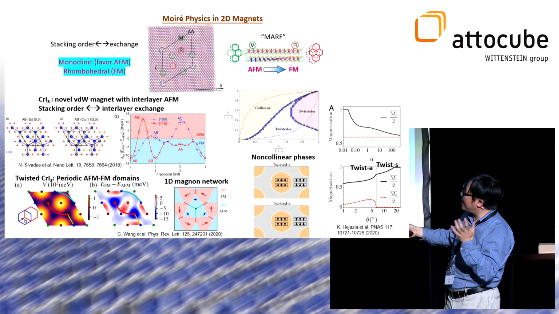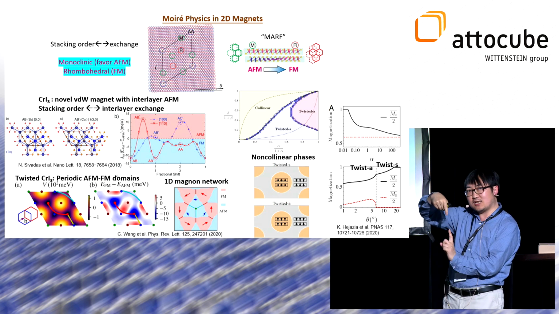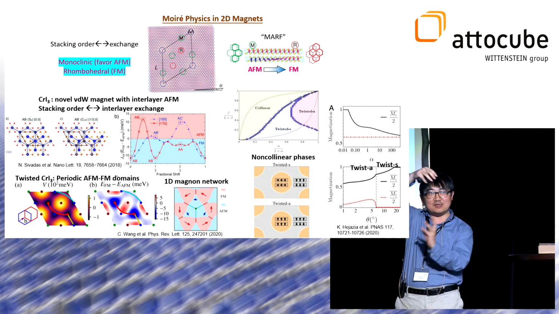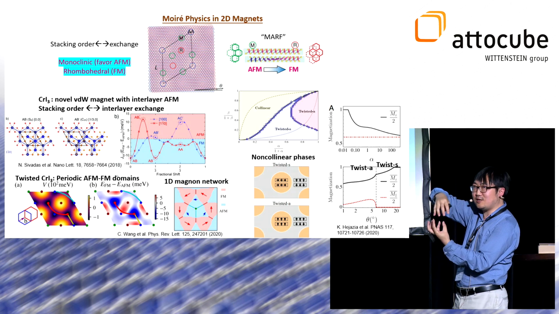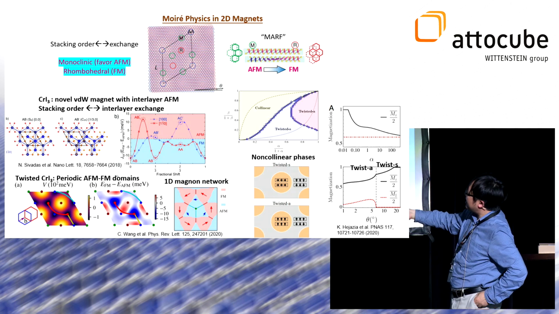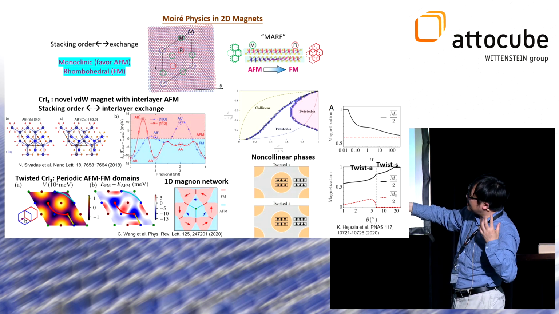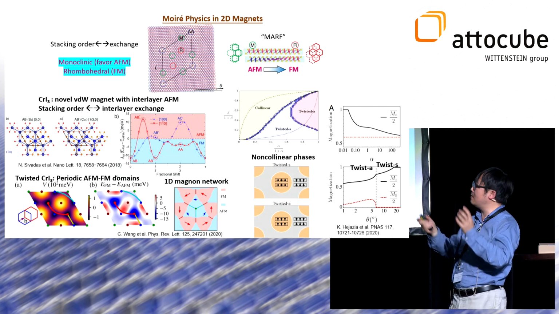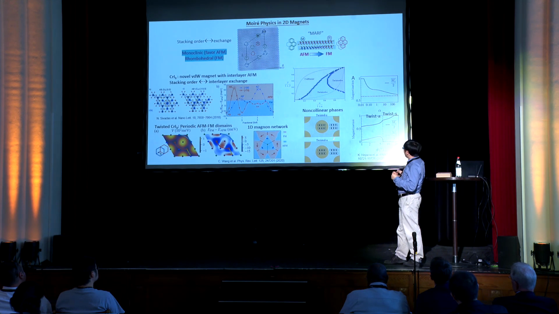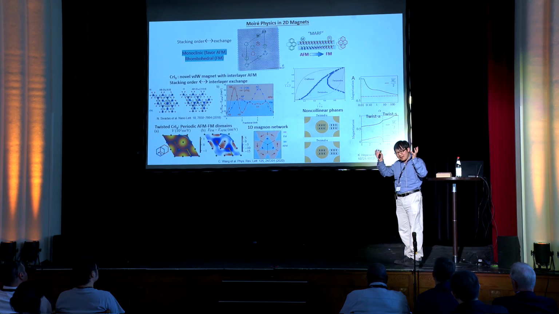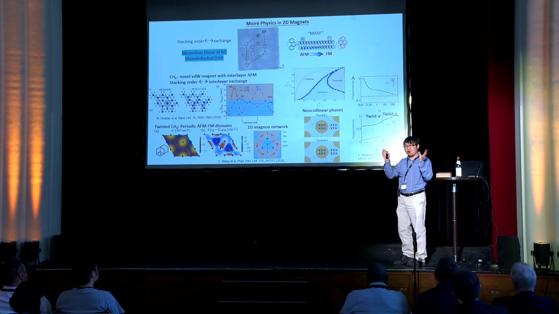For chromium iodide particularly, the interlayer exchange coupling, remember, exchange still depends on wave function overlap, hopping, and so on. So when you twist them, you change this wave function overlap. You can then modulate the interlayer spin exchange coupling from positive to negative, alternating between ferromagnetic and antiferromagnetic regions. This so-called Moiré magnetism is a form of very interesting non-collinear magnetism.